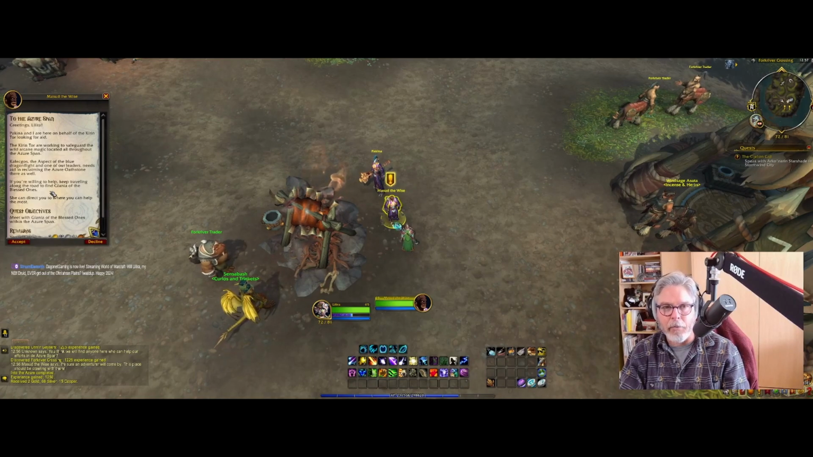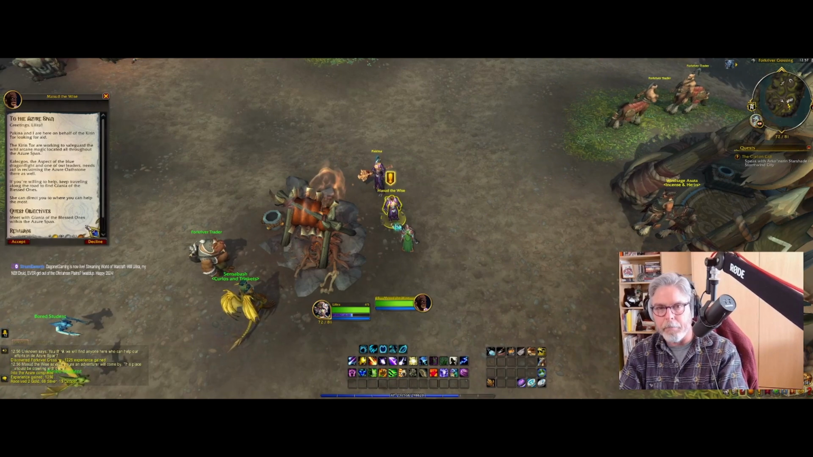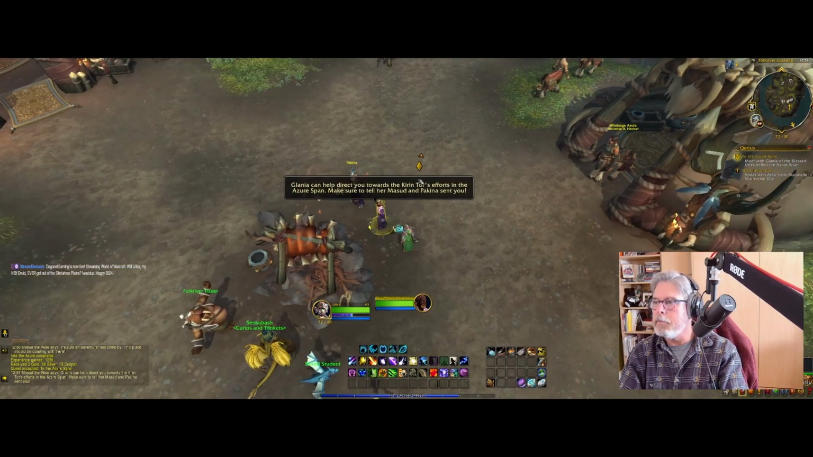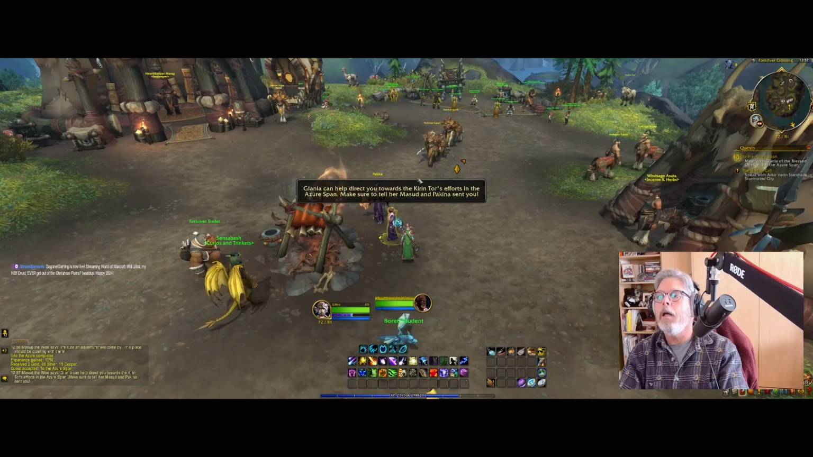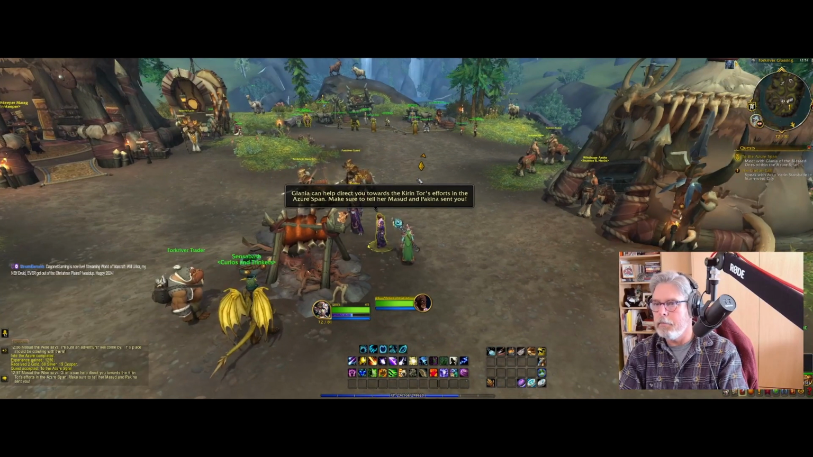Glania? I can't read that. Glania of the Blessed Ones. She can direct you to where you can help the most. Meet with Glania of the Blessed Ones within the Azure Span. Glania can help direct you toward the Kirin Tor's efforts in the Azure Span. Make sure to tell her Masood and Pakina sent you.